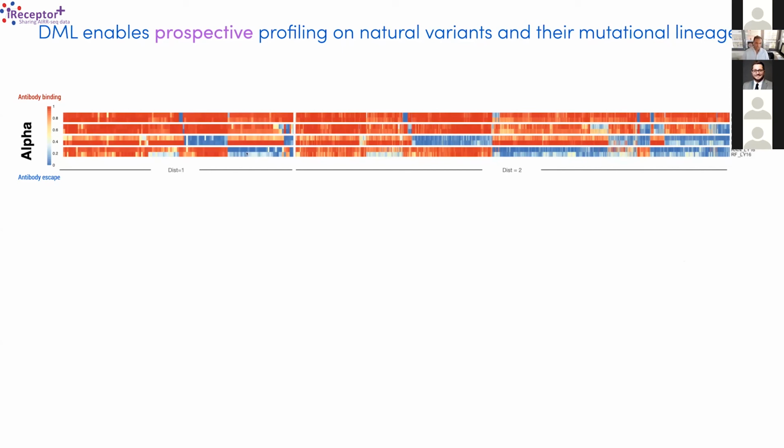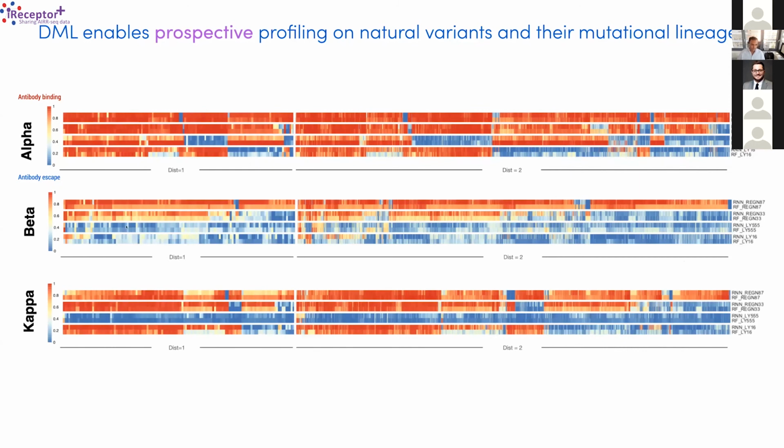And blue means escape in this case. And so what you see here is that, as we know, here's some escape variants from alpha, 1 mutation away, and then here's 2 mutations away. Well, you can start to run this on other variants like beta and kappa, and you start to see some pretty consequential things. Most notably, take a look at here. Here is a variant that is 2 mutations away from beta that escapes all 4 clinical antibodies.